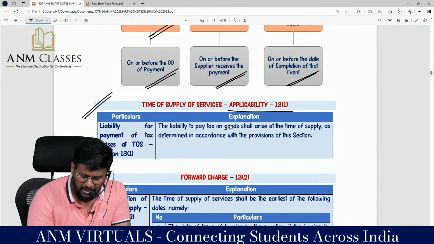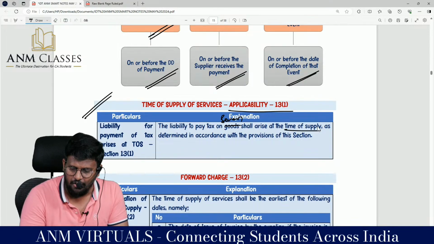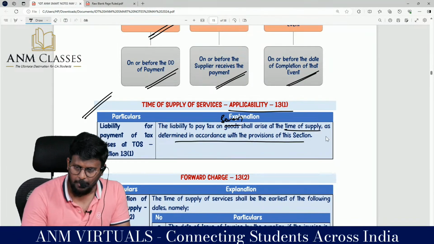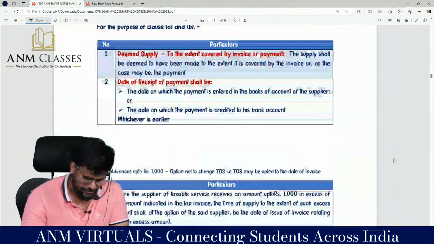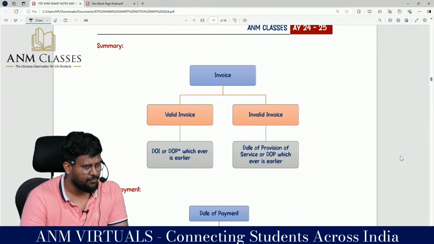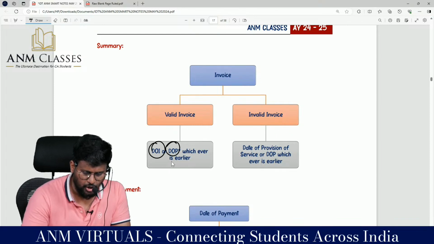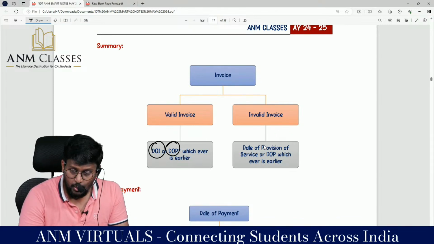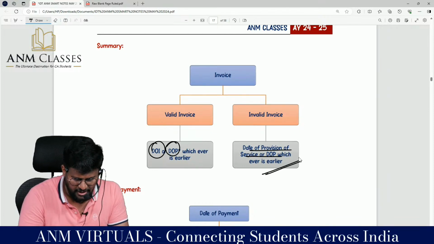What is 13(1), time of supply of services applicability? The liability to pay tax on goods or services shall arise at the time as determined in accordance with the provisions of this section. 13(2), what is the charge? Sir, invoices are classified into how many categories? Valid invoice: the date of invoice or date of payment, whichever is earlier. Invalid invoice: the date of provision of service or date of payment, whichever is earlier.